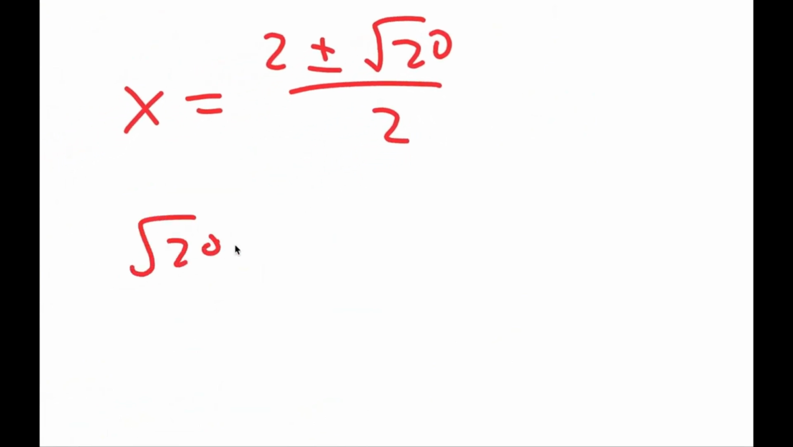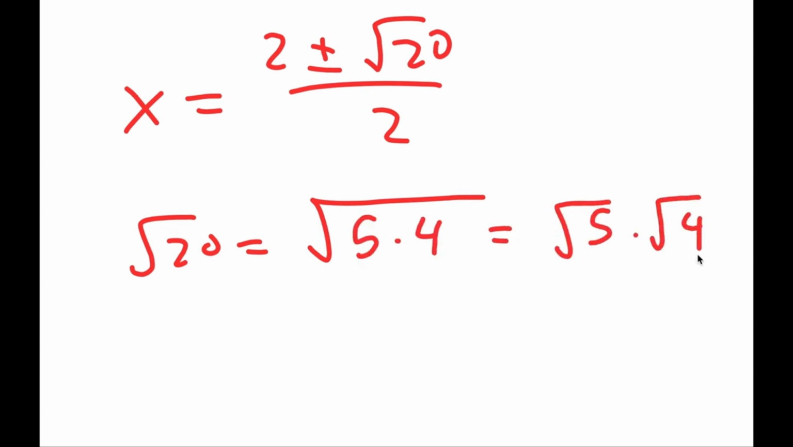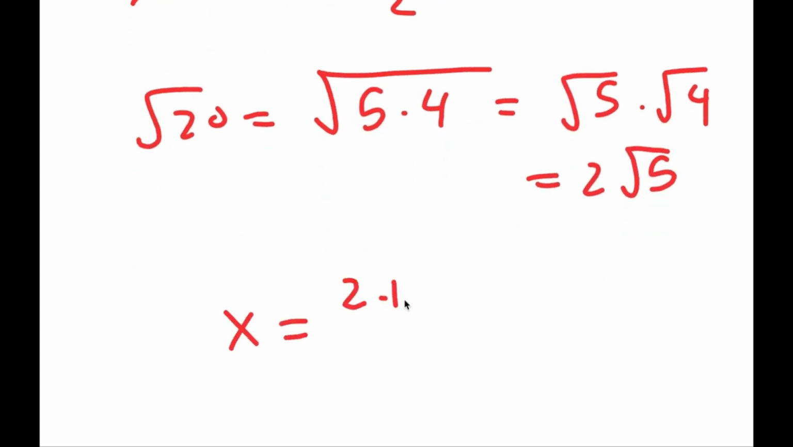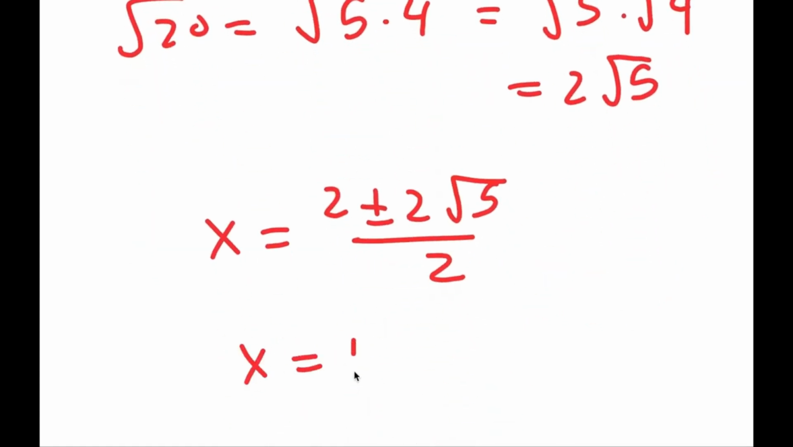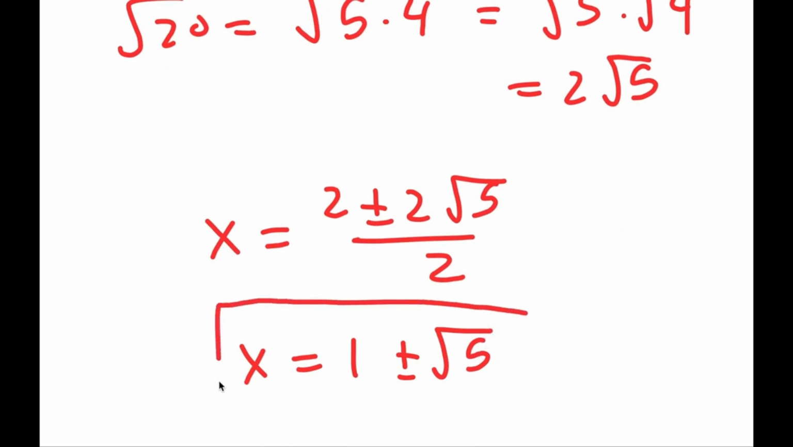Now, the square root of 20 is the same thing as the square root of 5 times 4, which is equal to the square root of 5 times the square root of 4, which is equal to 2 root 5. So I get x is equal to 2 plus or minus 2 root 5 over 2, meaning x is equal to 1 plus or minus the square root of 5. So these are my two solutions to this equation.